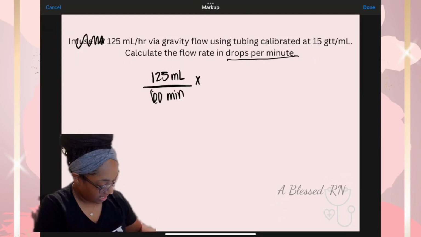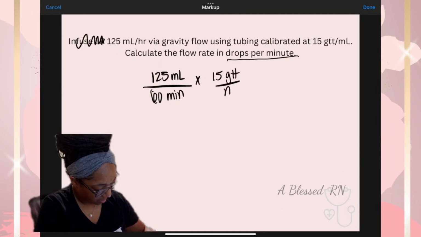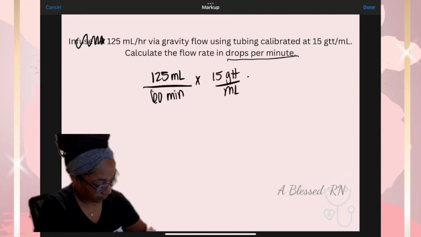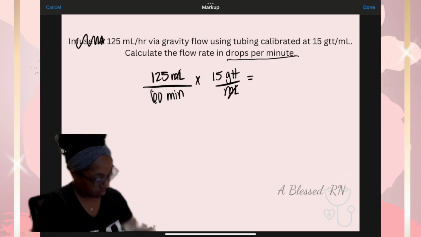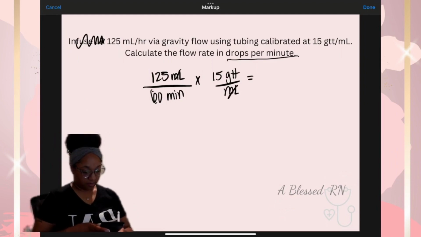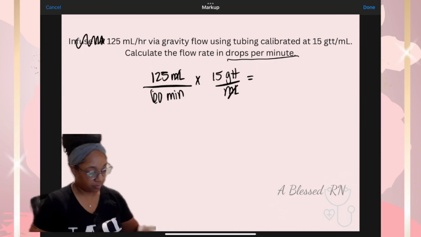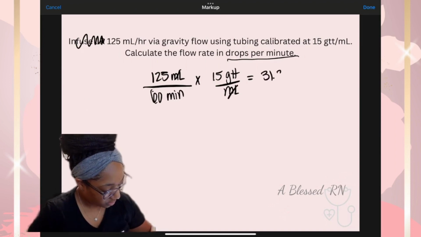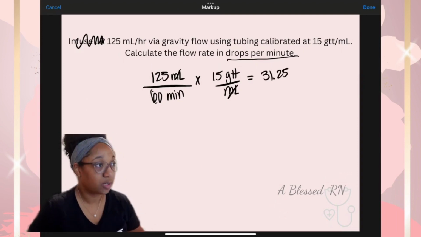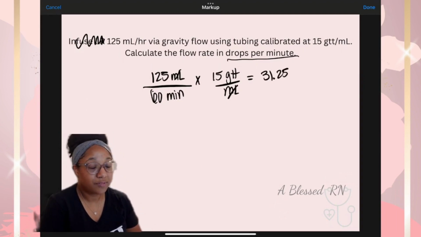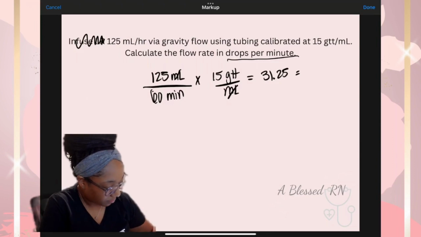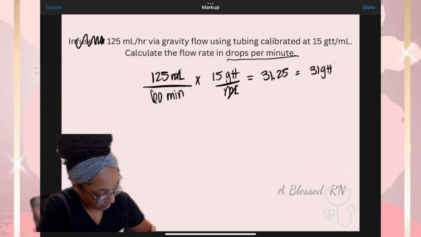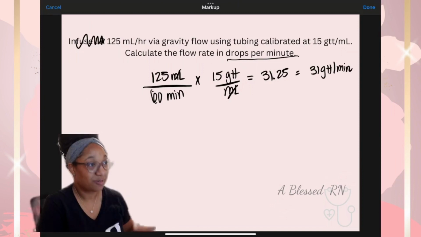And then 15 drops per mL. So that is using your formula. 125 times 15 divided by 60. So 31.25, and you can't give 0.25 of a drop, so then you'll have to round it to 31 drops per minute. And yes, ma'am, Miss Tawana, you got it right.